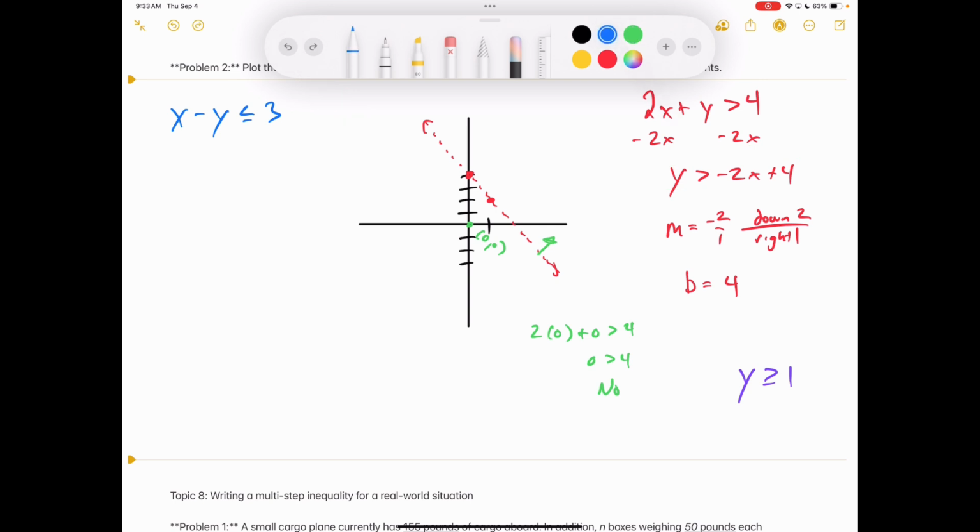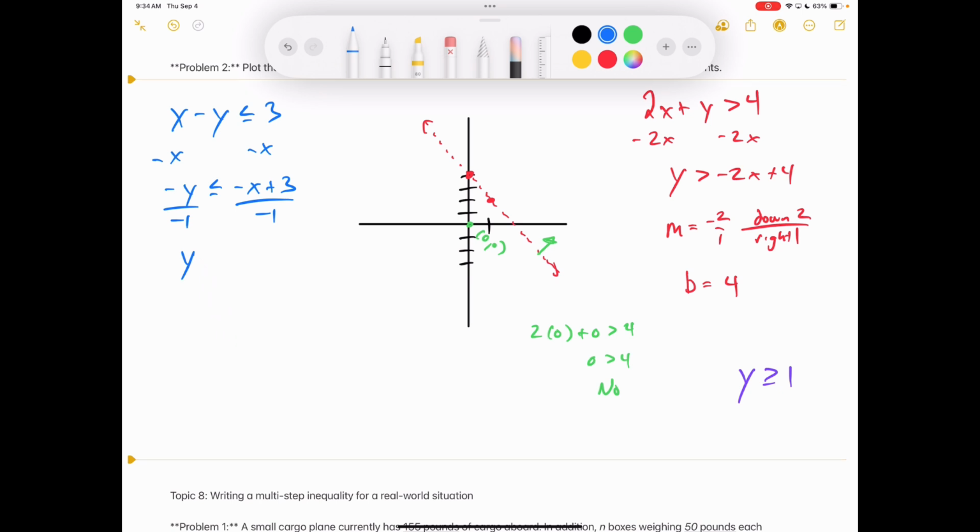plus b. My blue line, to solve for y, I need to subtract x. So I get negative y is less than or equal to negative x plus 3. I do have a negative y. To get rid of the negative, I need to divide by negative 1. What does that do?